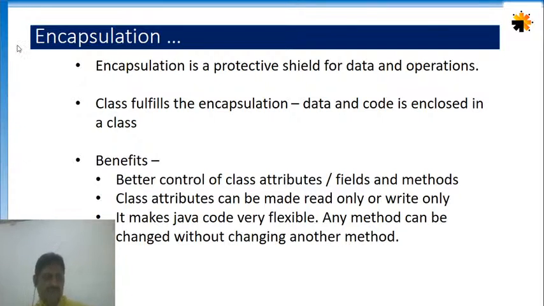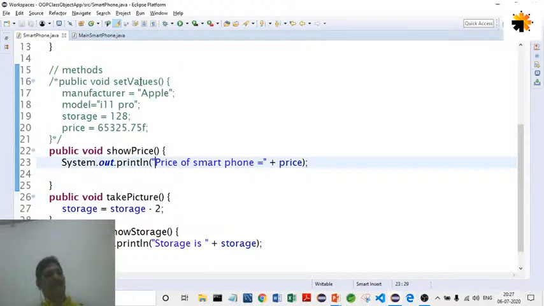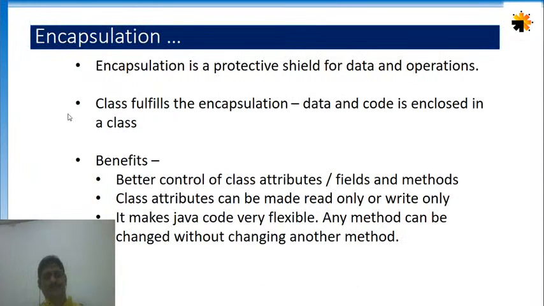Hope you understood, guys. If you define a class, that's your encapsulation. The benefits are that you can have better control of the attributes and the methods in the same class, and the code is flexible, and if you make a modification to one particular piece of code, the other methods will not be changed.